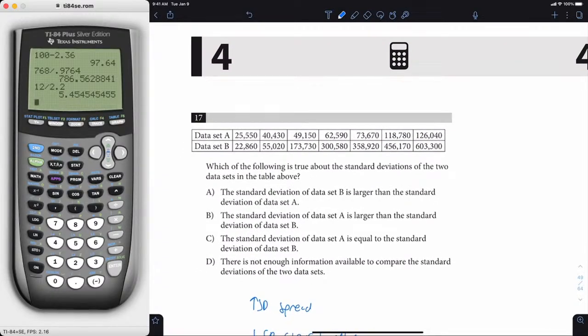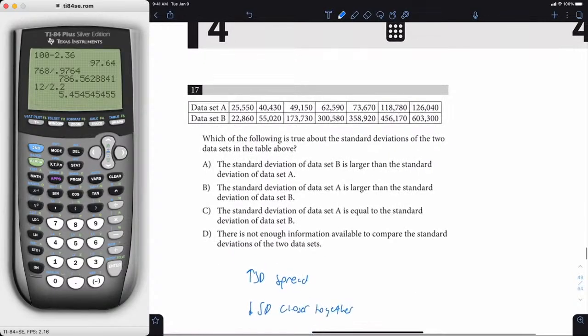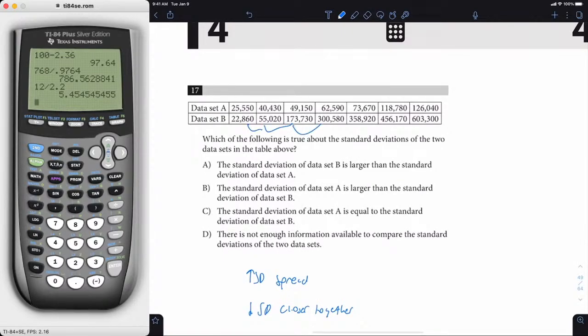Data set A goes from 25, 40, to 49, to 62, to 73, to 118, to 126. Okay. Data set B goes 22, 55, 173, 300, 358, 456, 603. Off the bat, I can already see the data set B is more spread out, right? These values have pretty big intervals between the values, so definitely a higher standard deviation on B. So I will definitely say that the answer is A.